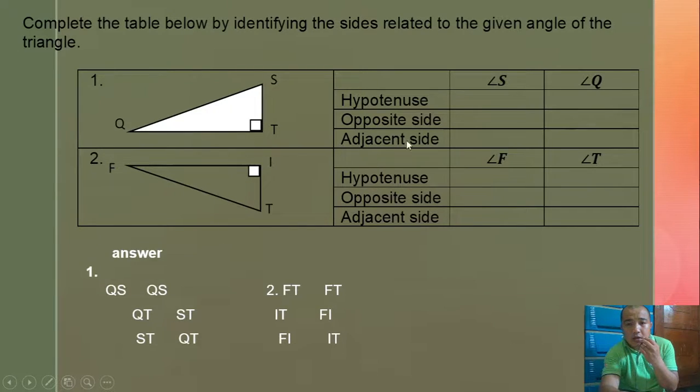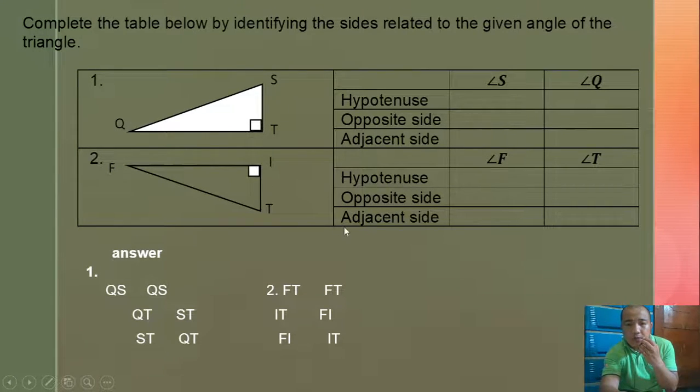Yes. And the opposite side of angle Q is ST. The adjacent side of angle S is ST. And the adjacent side of angle Q is QT. Right? Let's proceed to number 2.